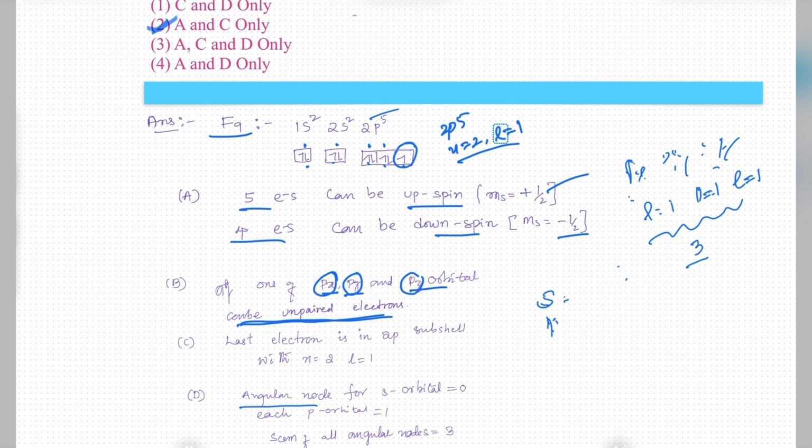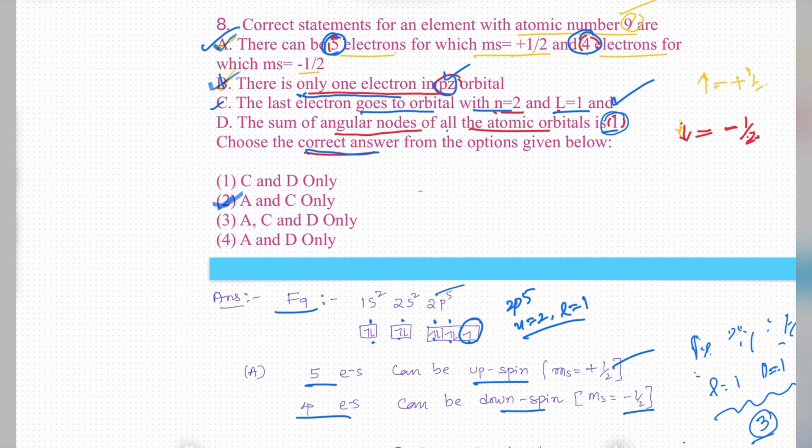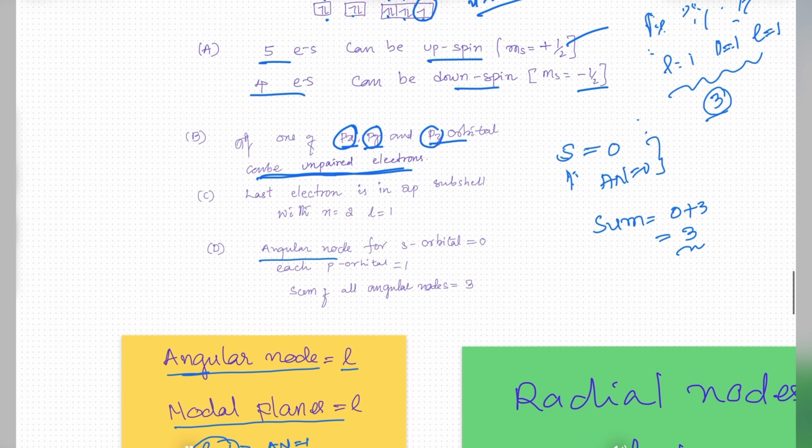But it is given that all atomic orbitals' angular nodes equal 1. That is wrong. This is equal to what? 3. Only s is 0, but the remaining p orbitals will give 3. So the given option is wrong. Okay, clear? Total is 3. The given option is wrong. See this? 1 is given, but our answer is 3. Clear? Now check which is the correct option.